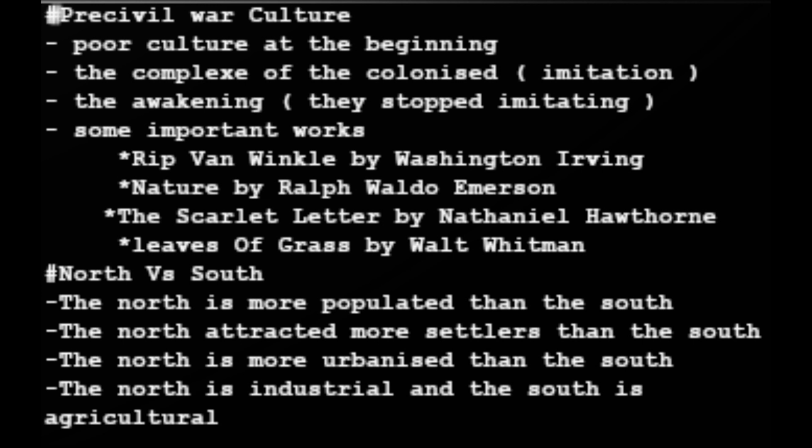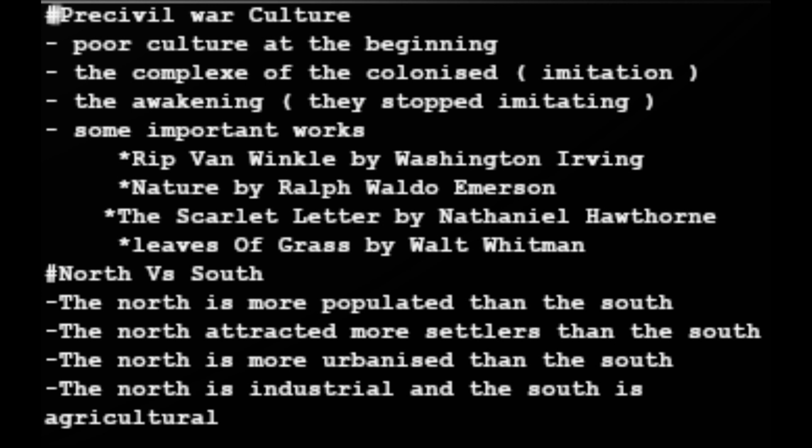I advise you to read Rip Van Winkle. It's a small novella, or a short story. It's a great story to read, especially because when you're reading it, you imagine the life of the U.S. at that time. So these four works show the departure of the Americans from the British way of writing and culture in general.